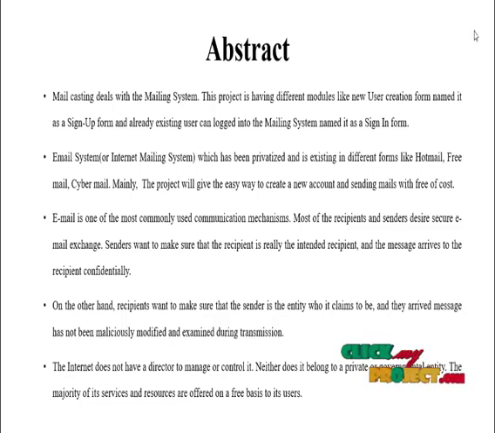Senders want to make sure that the recipient is really the intended recipient and that the message arrives at the recipient confidentially. On the other hand, recipients want to make sure that the sender is the entity who it claims to be and that the arrived message has not been maliciously modified or examined during transmission.